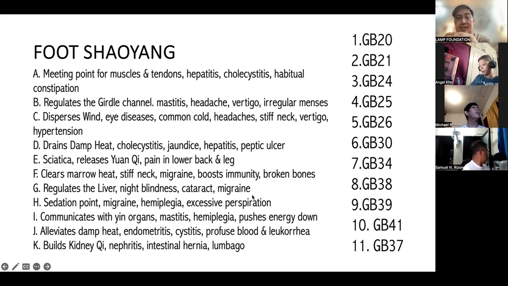The answer is... the one that pushes the energy down, communicating with the yin organs. The answer is letter I. Did you see letter I? Communicates with yin organs, mastitis, hemiplegia, pushes energy down. Okay? Okay po. Number three, gallbladder 24.